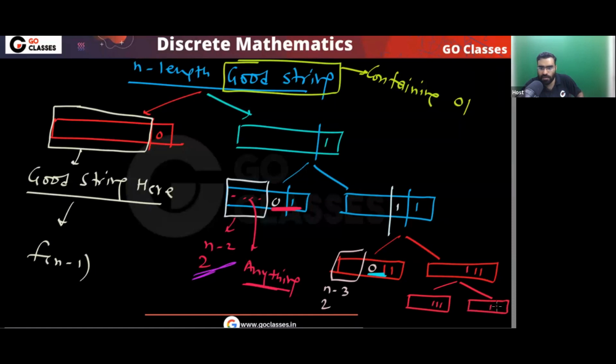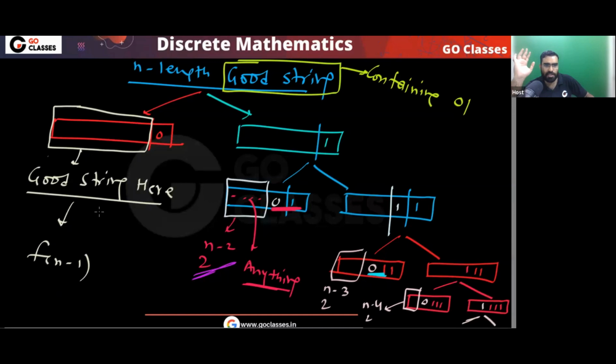If you have 1, 1, then the same story will continue. If you have 0 here, then you can put 2 power n minus 4. And if you have 1 here, then again the same story will continue. Did you understand?